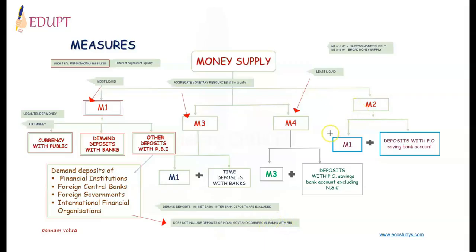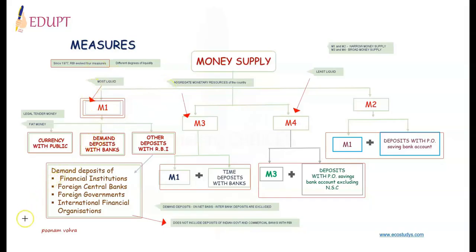M2 comprises of M1 and deposits with post office savings bank account, and M3 is M1 plus time deposits with banks, M4 is M3 plus deposits with post office savings bank account excluding national saving certificates. You need to focus on only M1 as a measure of money supply.